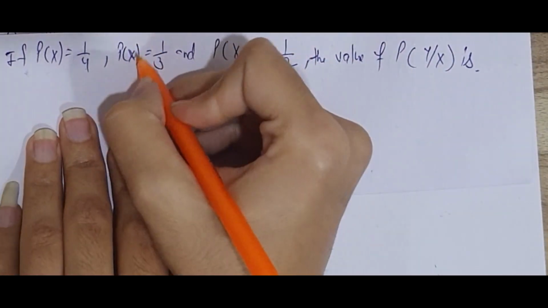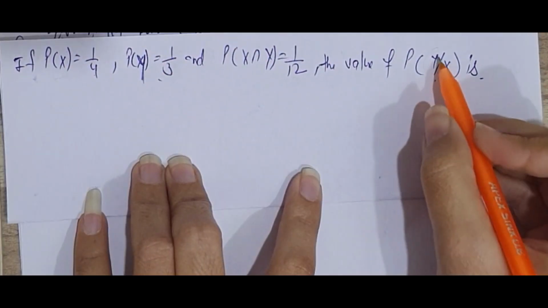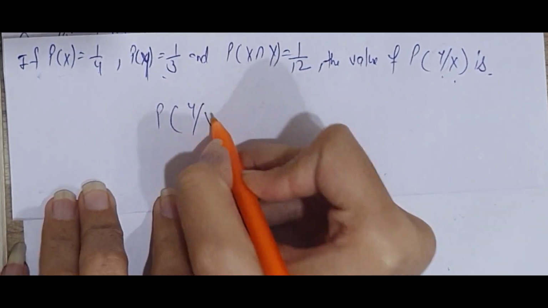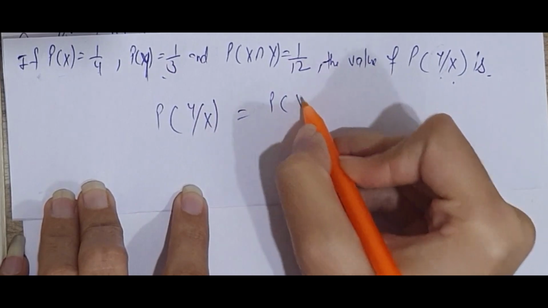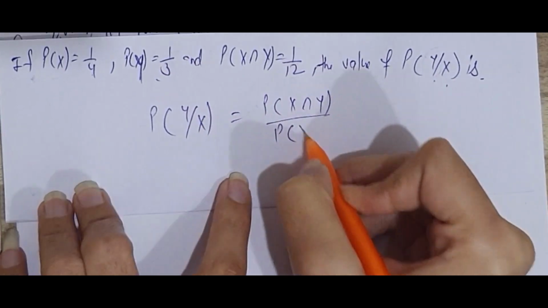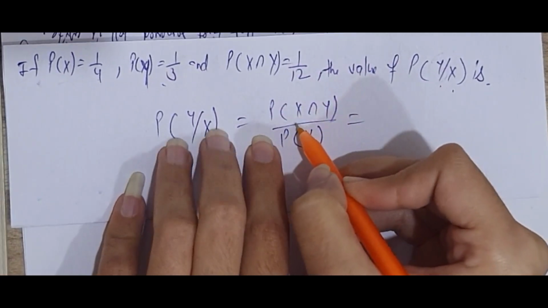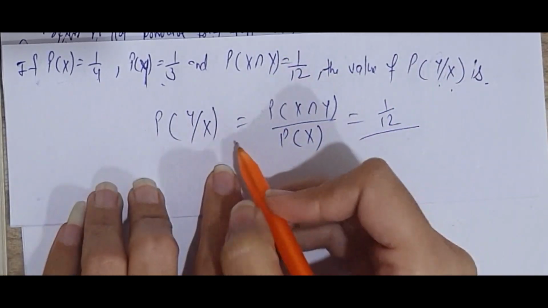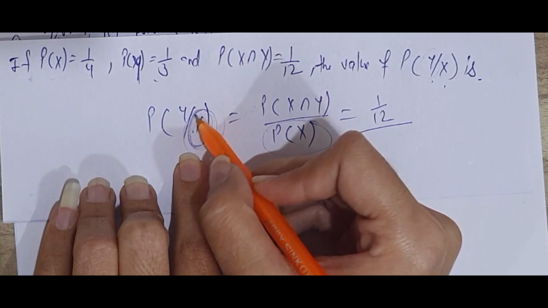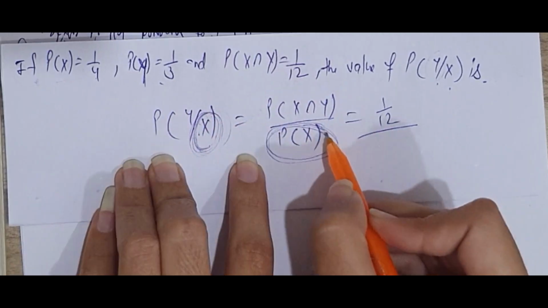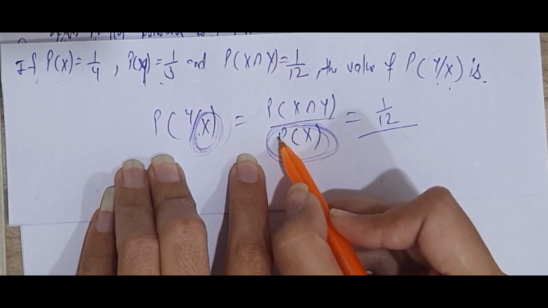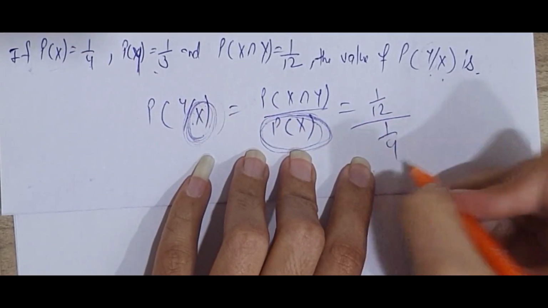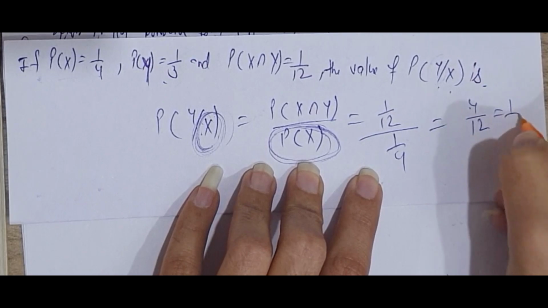Here x value is given, y value is given. We have to find the probability of y when x is given. Just apply the formula. Now probability of x joint y is this, upon... An easy way to remember this: if probability of x is in the denominator, then we put probability of x in the denominator. Now probability of x in the denominator is 1 by 4. Now solve it, its answer will come out to be 1 by 3.